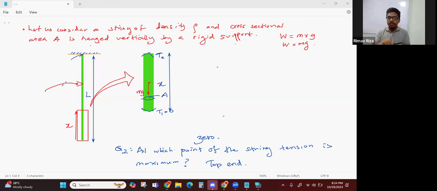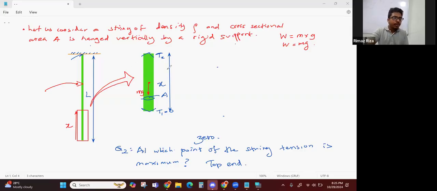Or if an object is at rest, it means it has no unbalanced force acting on it. It may experience some forces, but they will be balanced. For example, if I consider this part, now this is at rest, that means it is in equilibrium. Therefore, according to Newton's first law, the forces have to be balanced.